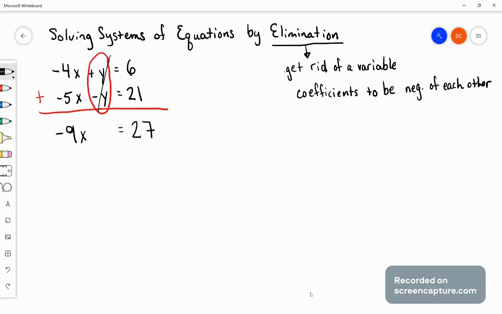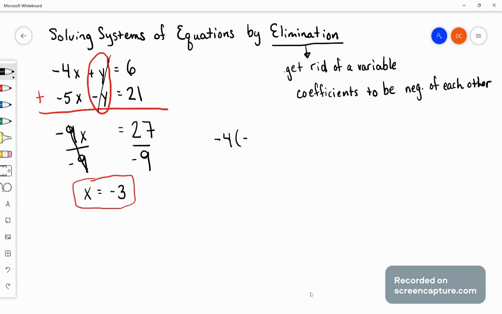And now I'm just going to solve for x. So I divide by 9 on both sides to get rid of that coefficient in front of your x. And so I get that x equals negative 3. 27 divided by negative 9 is negative 3. So that's my first variable, x equals negative 3. But now we have to solve for the y variable. So we're going to take that x equals negative 3 and put it into either equation that you started with. I'm just going to use the top one because it's the top and I might as well.